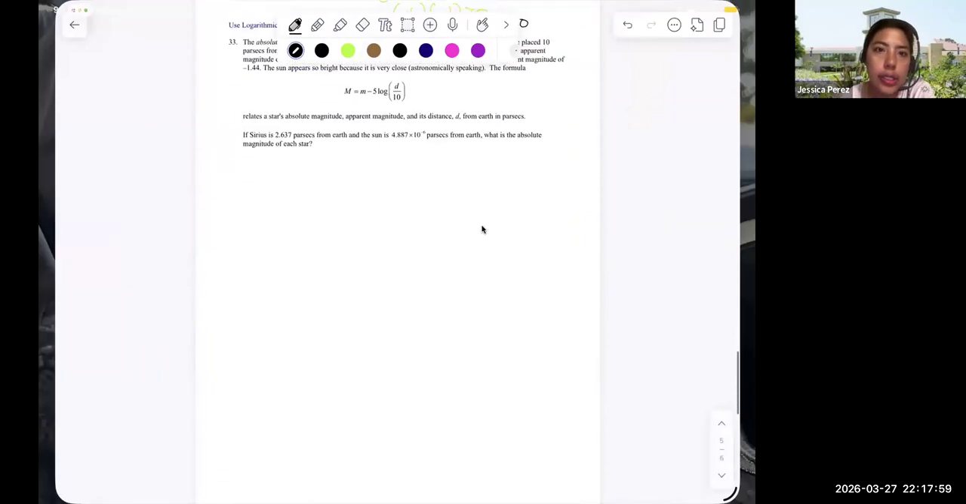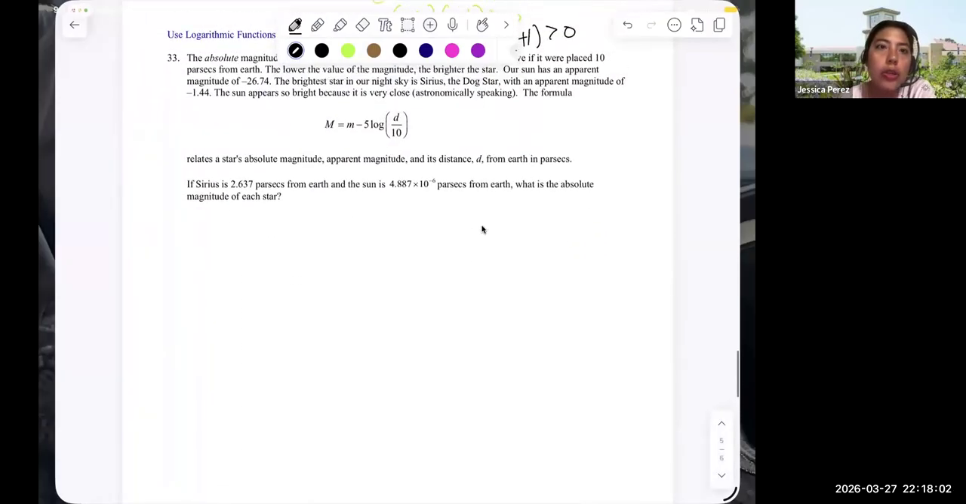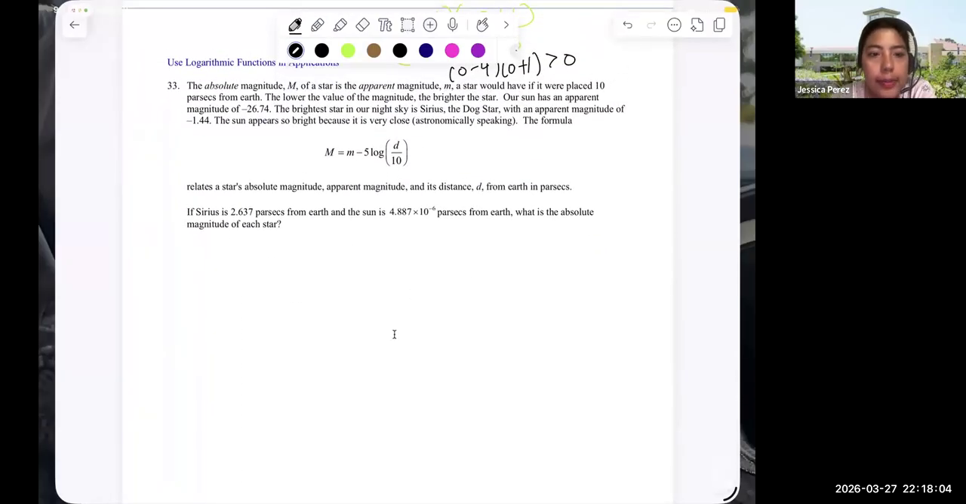Now, the last question for this section is an application. So let's go ahead and read the question. The absolute magnitude M of a star is the apparent magnitude m a star would have if it's placed 10 parsecs from Earth. The lower the value of the magnitude, the brighter the star. Our sun has an apparent value of -26.74, which is the brightest in the night sky, and Sirius's apparent magnitude is -1.44. So notice that the sun is much brighter because it's a more negative value.